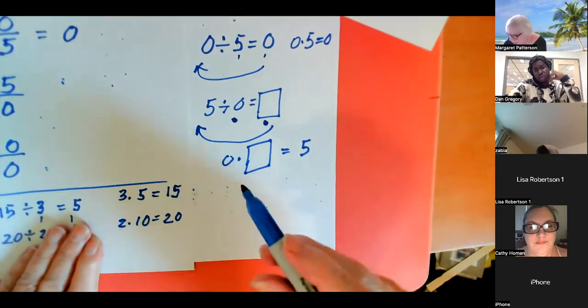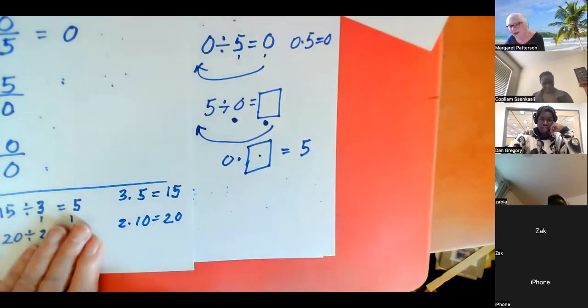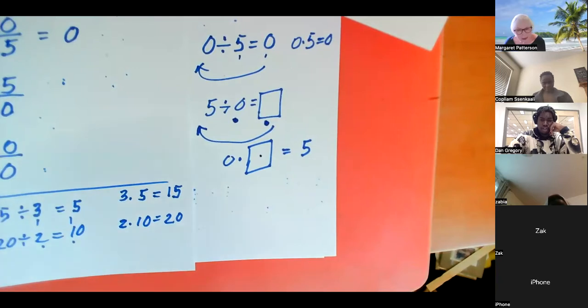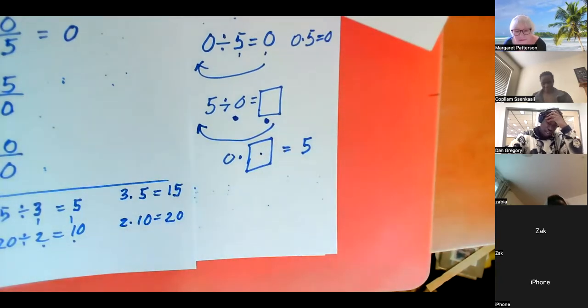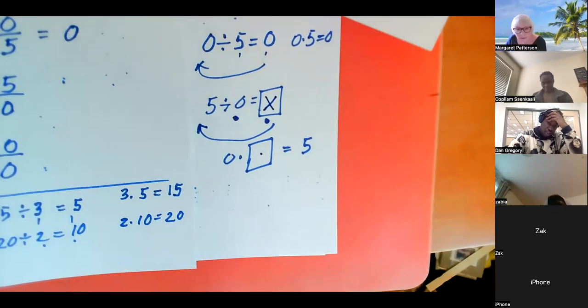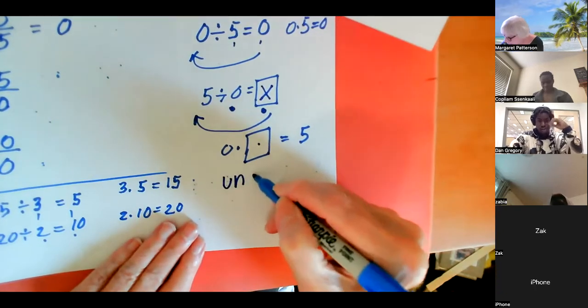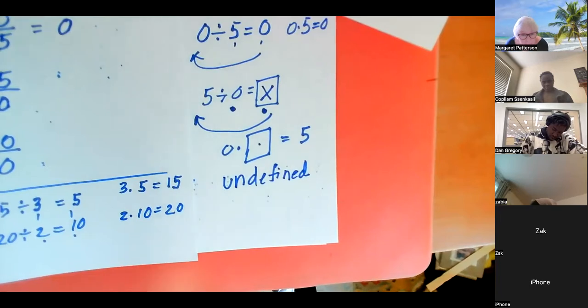Nope. Because if I put 0 in here, it would not check, would it? It's not going to work, is it? Can you multiply 0 times a number and get 5? No. We can reverse it and divide. This is a problem that does not have an answer. The way they call it is undefined. No answer whatsoever.